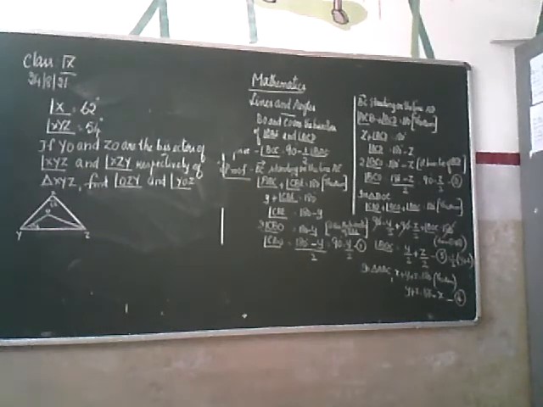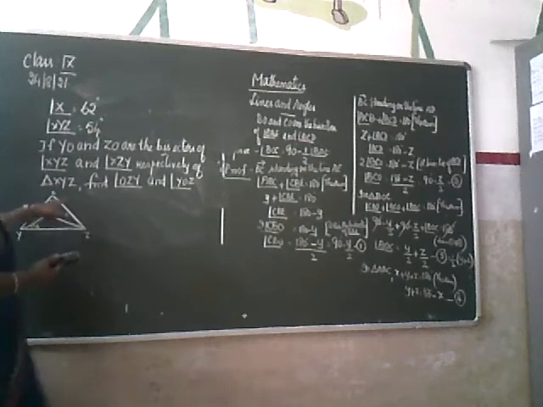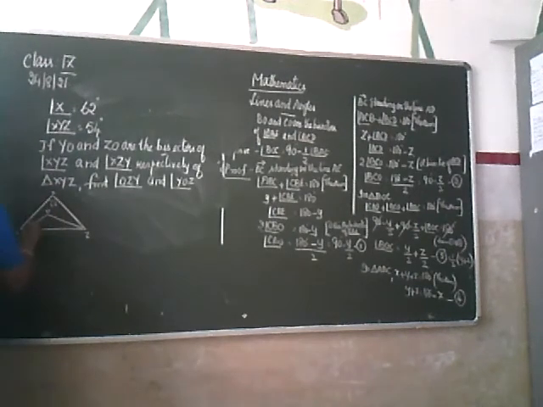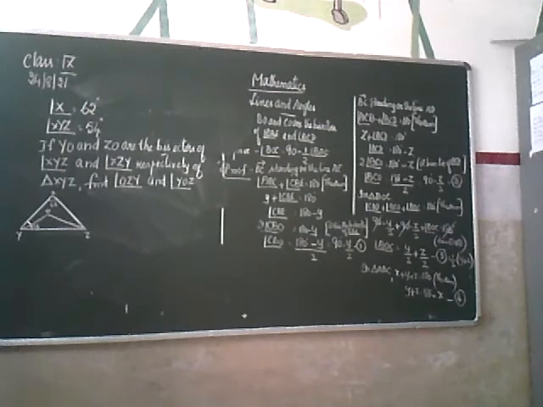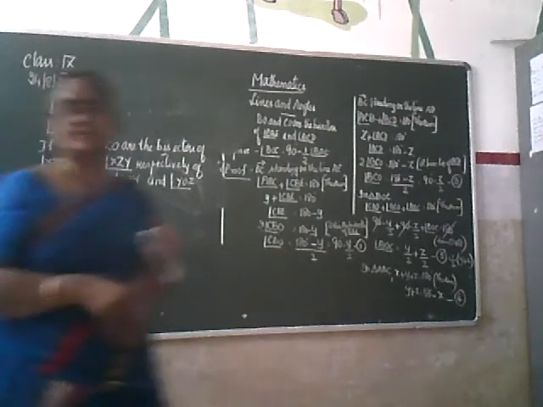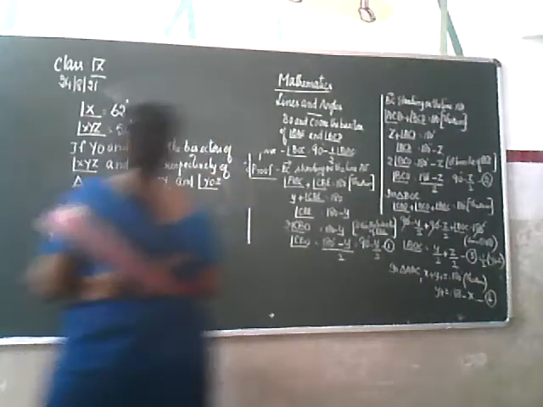See, it is given x is 62, and y is 54, in triangle XYZ. And YO and ZO are the bisectors of angle XYZ and XZY respectively. Find OZY and OYZ. Okay. So what do you mean by bisector? Yes, it divides the angle into two equal parts.